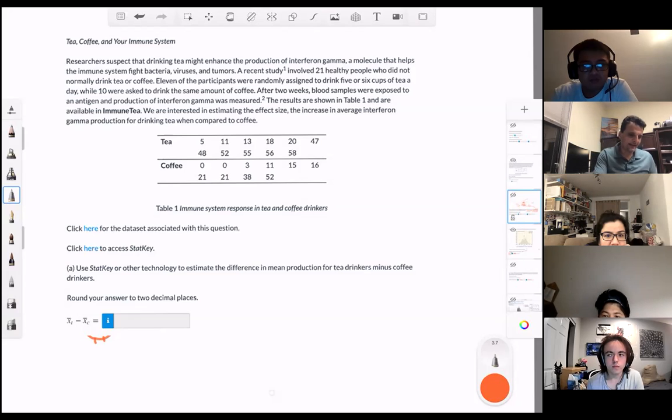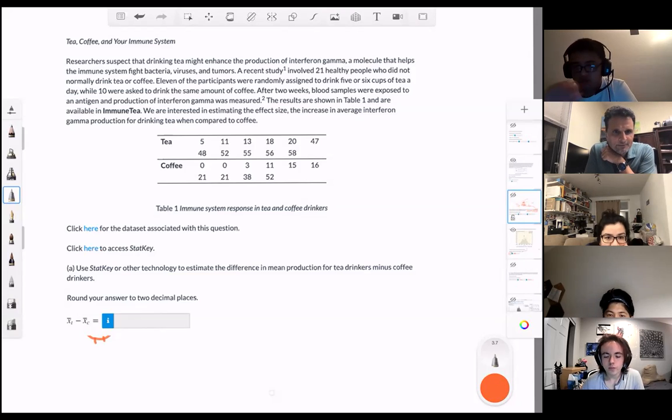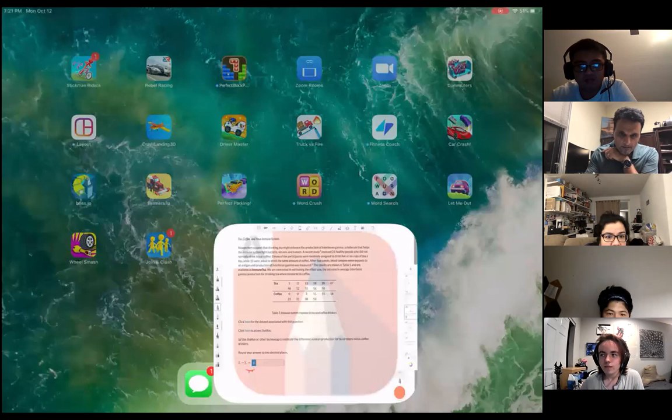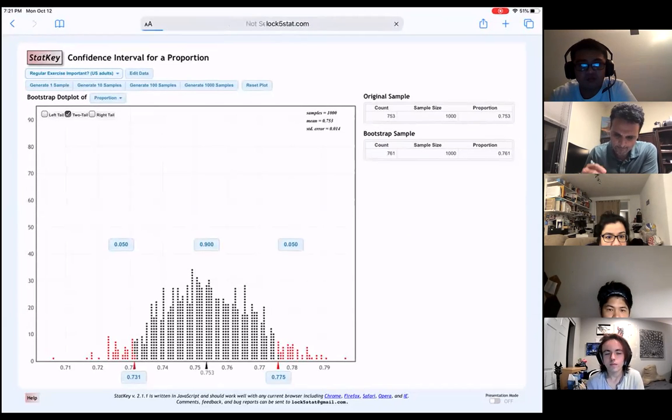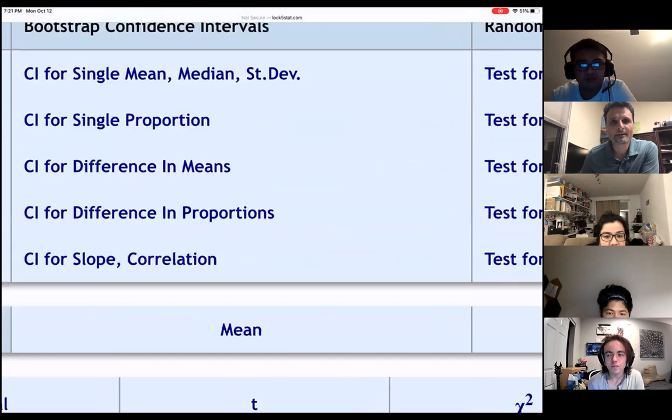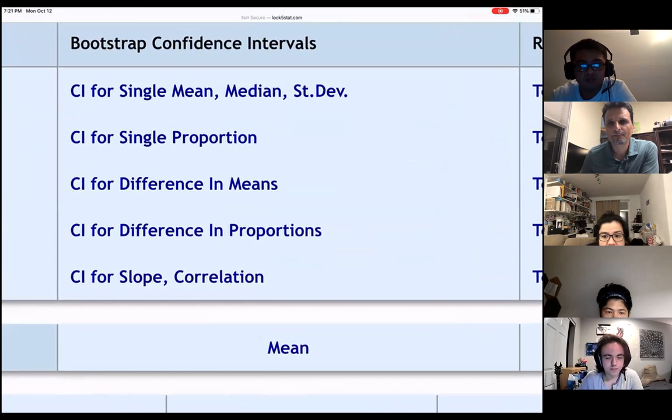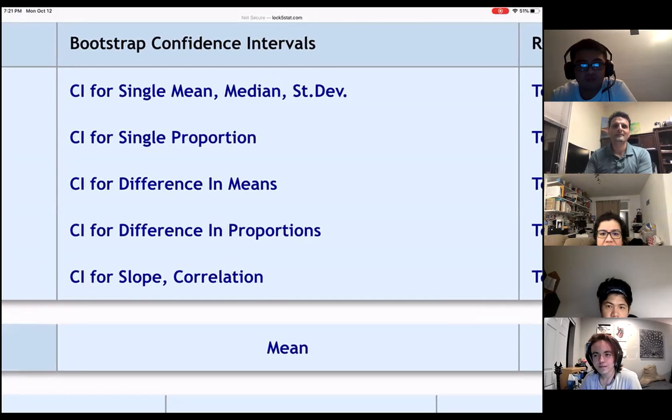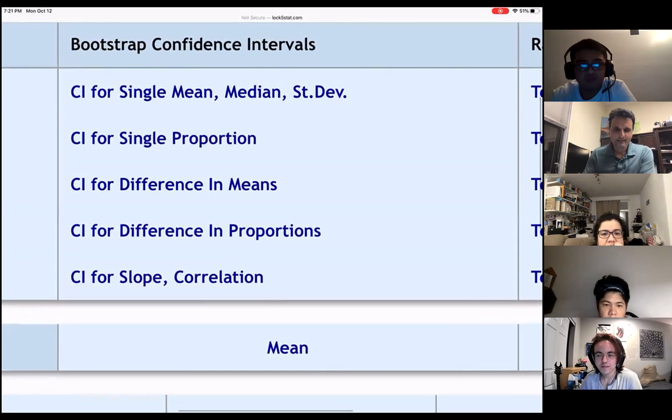So here we're going to use the StatKey. We are looking for two x's, correct? X of t minus x of c, so the difference in mean. So I'm going to go to that side, go to stats. Which one should I pick? The third one, correct? From top and bottom, you get the third one. So CI for difference in mean, this one, I have to click.